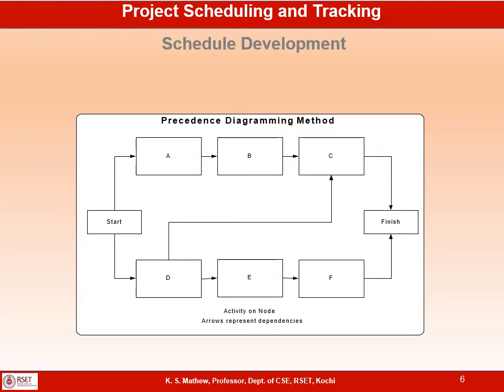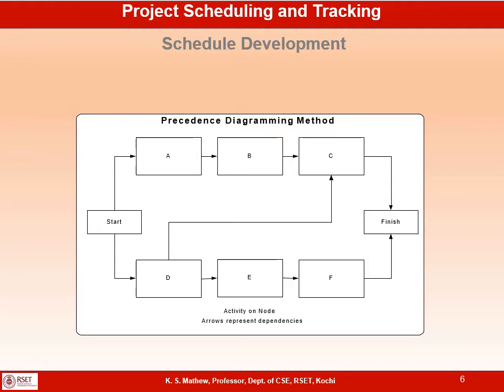Here, as you can see from this network diagram, start and finish indicate the project start and project finish. There are 6 activities: A, B, C, D, E, F, and activity A is independent. There is no dependency for activity A, so it can be started as soon as you start the project. Similarly, activity D is also independent. It doesn't have any dependency on any other activity, so activity D can also be started as soon as you start your project.